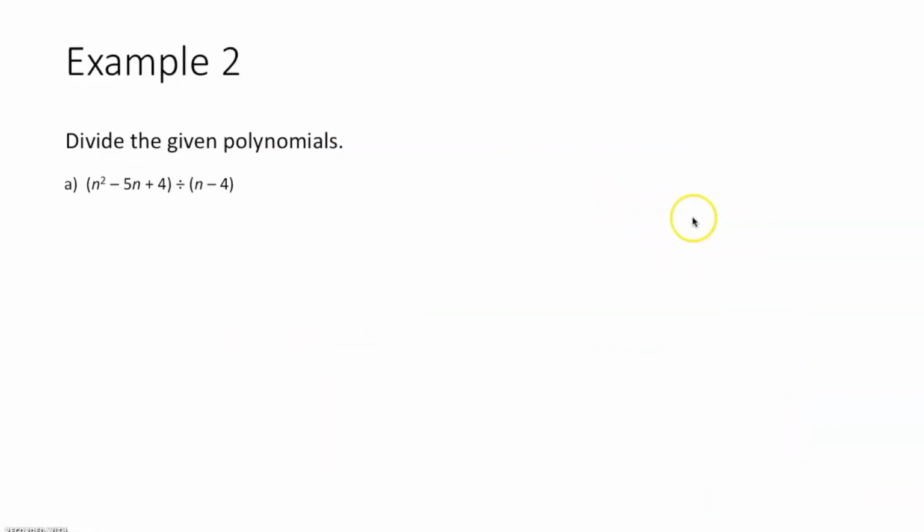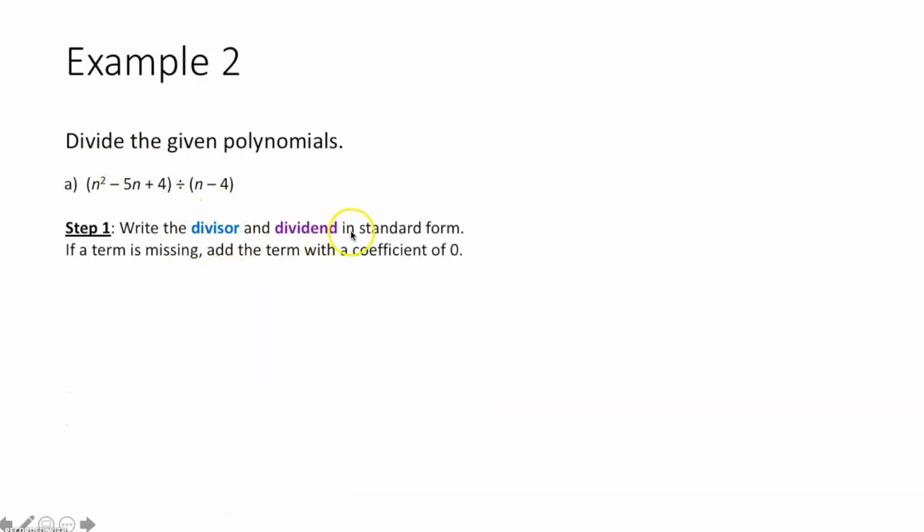This is what you get when you divide 8x cubed minus 6x plus 2 by 2x plus 1. Okay, example 2, doing the same thing. Divide this trinomial by this binomial. So first step, write the divisor and dividend in standard form, and if a term is missing, we have to add a coefficient of 0.